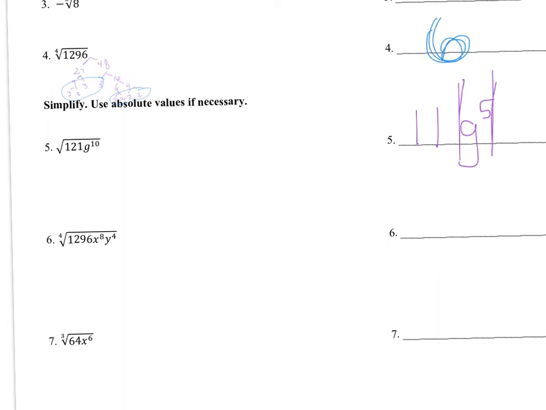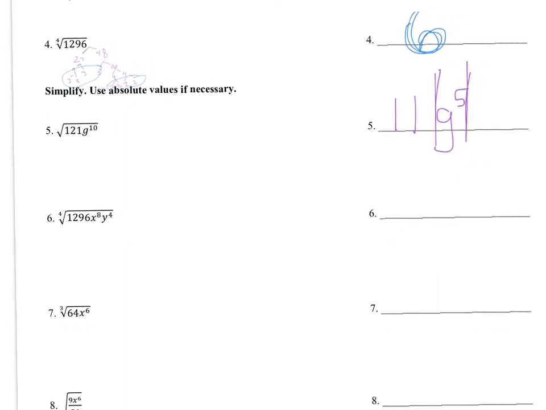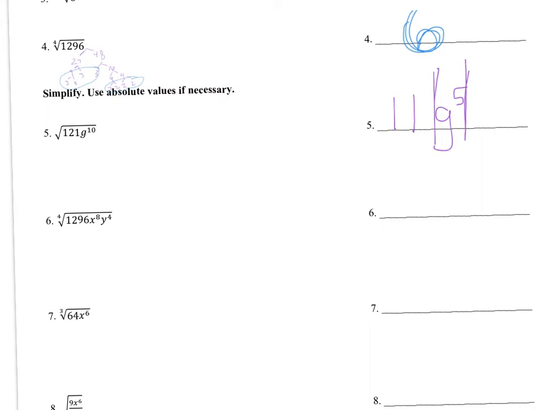Question number 6, if you look, we already found the fourth root of 1,296, and that was 6. And then I'm looking at x to the 8th. How many groups of 4 can I have? I can have 2 groups of 4, so that leaves me with x squared. And how many groups of 4 can I have with y to the 4th? That'd be y to the 1st.